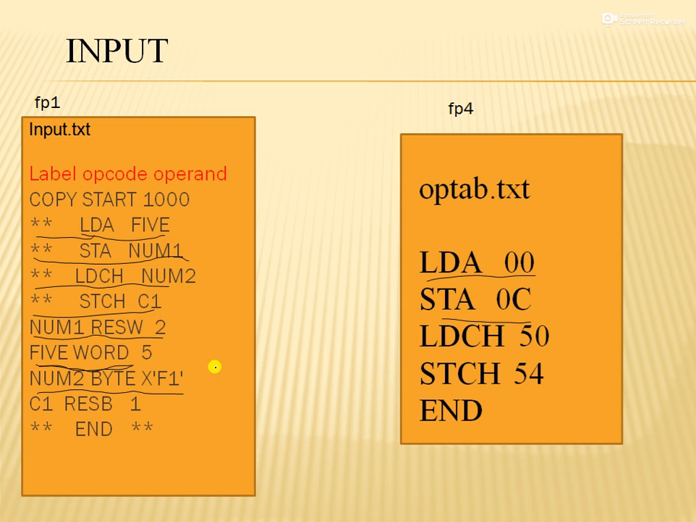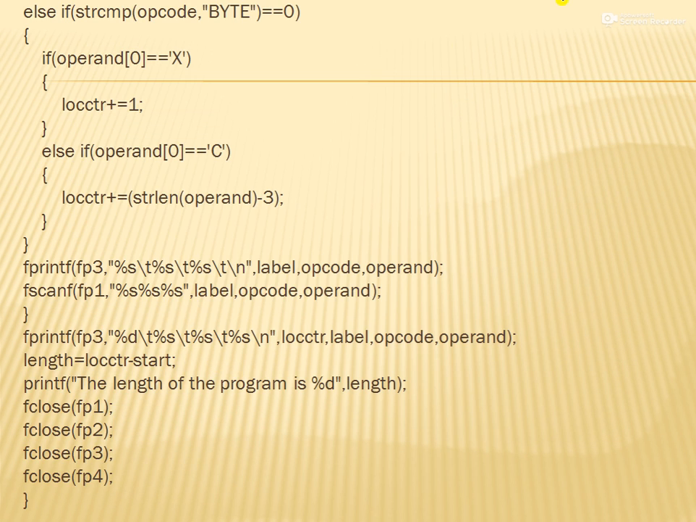So in the case of byte, what is the condition? There are two cases for byte. It is a byte constant. It can be a hexadecimal constant represented by x, or it can be a character constant represented by c. So here you can see this operand is stored in an operand array. So you are checking whether the first element of the operand is x or the first element of the operand is c. According to that you have to change the condition.